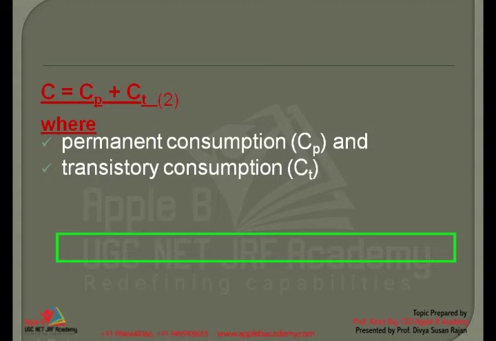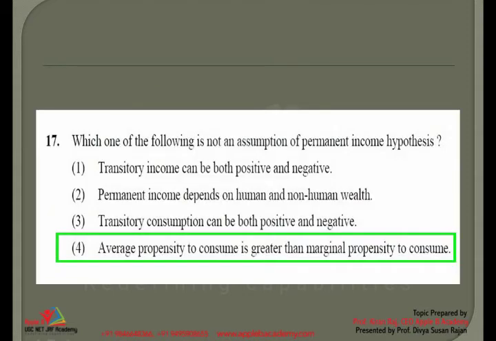So this is with respect to the permanent income hypothesis as given by Friedman. Let's have a look at some of the questions that have been asked over the years. First question, which of the following is not an assumption of the permanent income hypothesis?